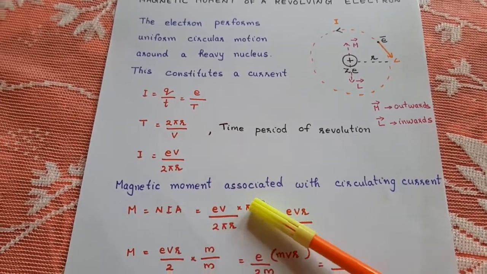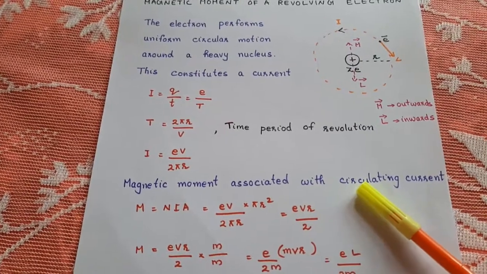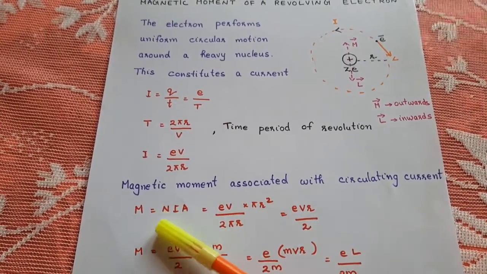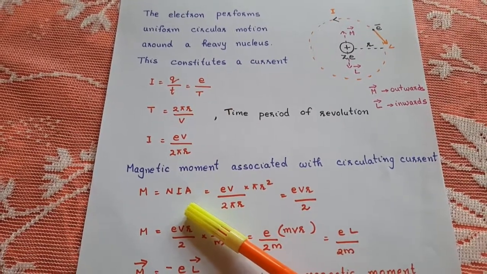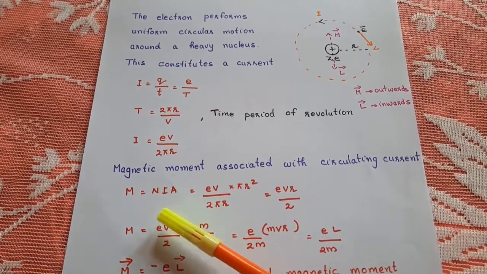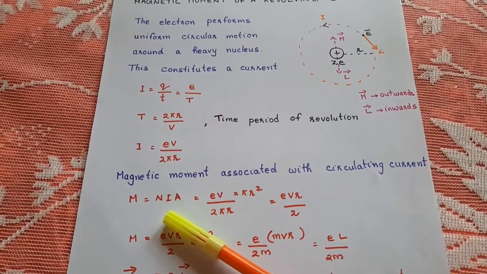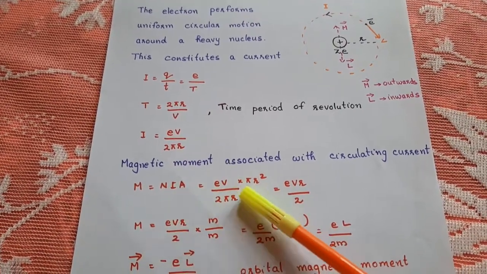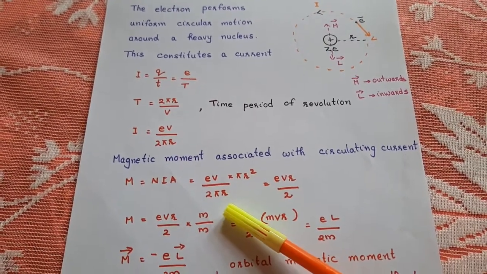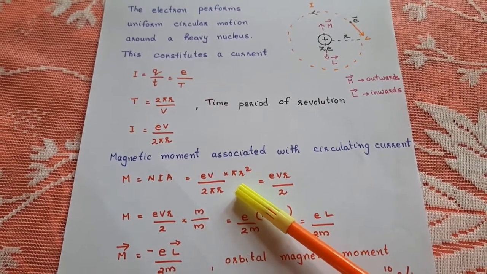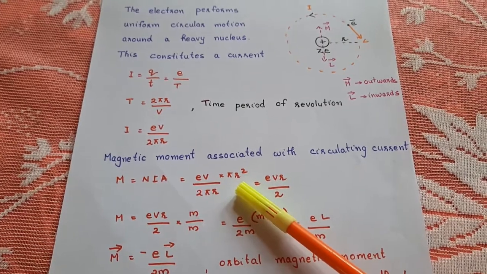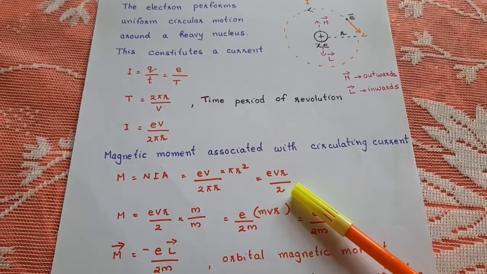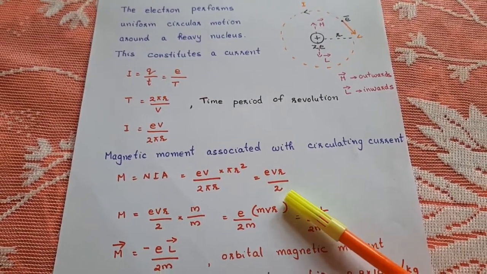So, the magnetic moment associated with the circulating current can be calculated as M is equal to NIA. If we are considering single electron, N is equal to 1. I is equal to ev by 2 pi r, and A is the area of the plane of the orbit, that is pi r square. So, magnetic moment is equal to evr by 2.